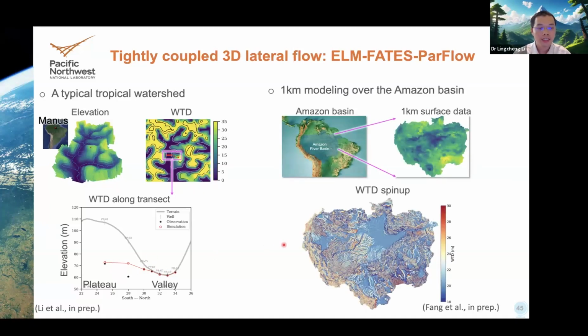And now we are expanding this framework to larger scales over the entire Amazon. The entire Amazon at 1 kilometer is more than 55 million grids. And this is a preliminary result showing that after 200 years spin up, you can see how the water table depth looks like. And when you look at details, it shows reasonable water table depth simulations. They show the water table depth is shallow around the rivers and also around the valleys.